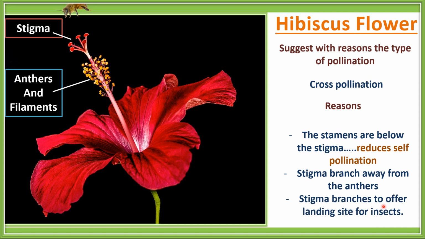And the stigma branches to offer the landing site for the insect. So when it branches, it is offering a landing site for the insect. When the insect comes, lands there, and as it lands here, of course, it is dusted with pollen coming from another flower, and that pollen is going to fall onto the stigma where it has landed.